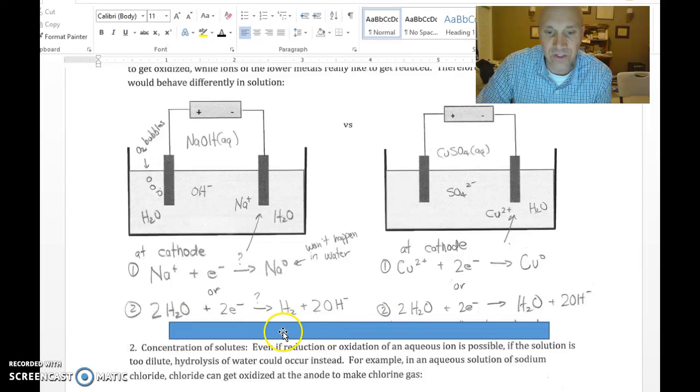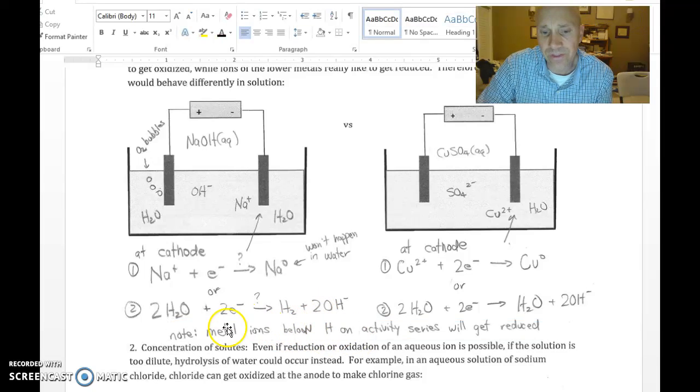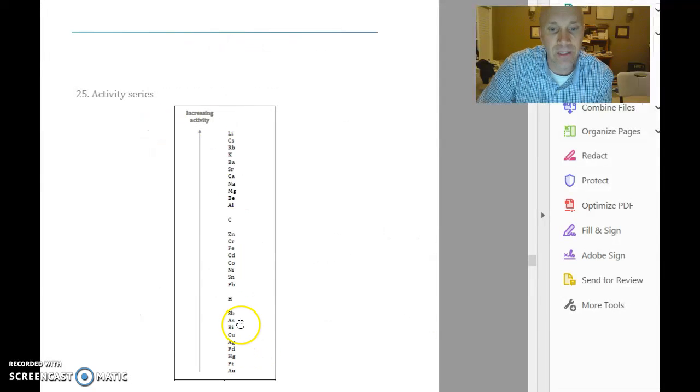All right, so as a general rule of thumb, when you look at the activity series, metals that are below hydrogen on the activity series will get reduced. All right, so essentially what that means is if the metal ions are anything that are below here, so copper, silver, palladium, if any of these ions were in solution, when you do the electrolysis, those would get converted into their metallic form. But anything that's above that, those are generally going to be things where the electrode would rather react with the water molecules instead of the ion.